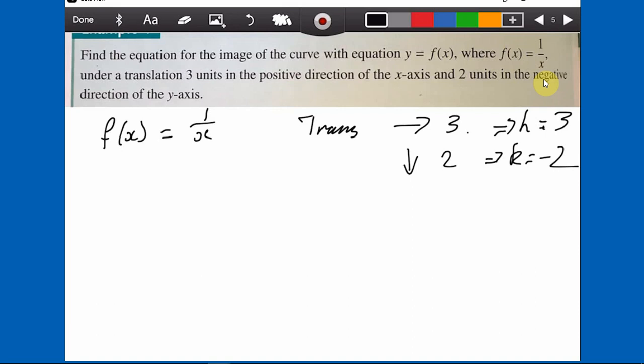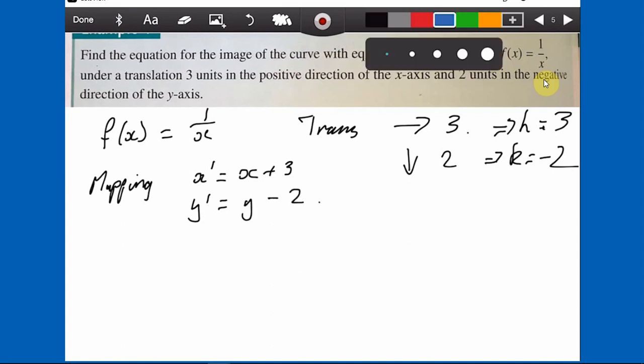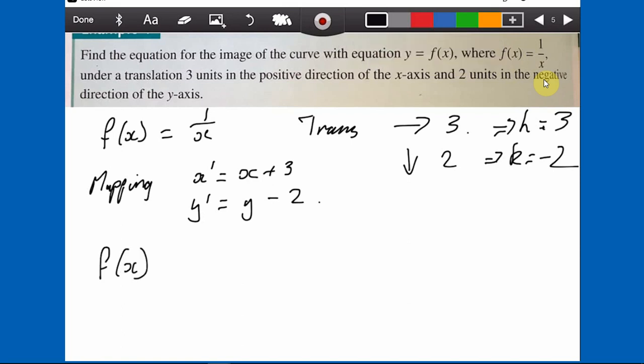All right. So if we wanted to write it as a mapping, our mapping would say this, that our image of x is our original x plus 3, and our image of y is our original y take 2. Now, from what we already know, the general form of our f of x equals 1 on x, well, it's x minus h and plus your k on the end.